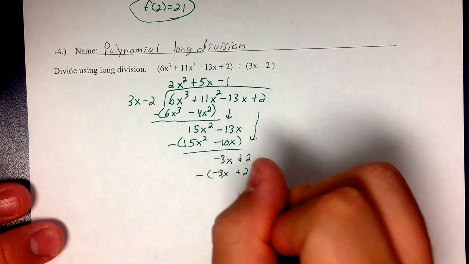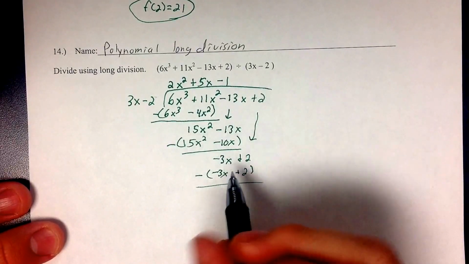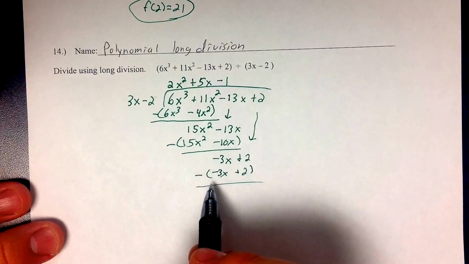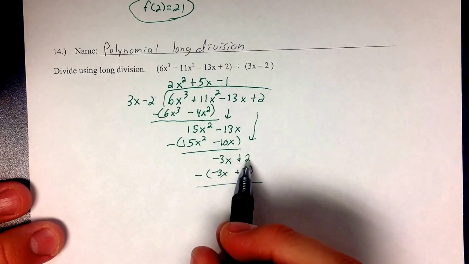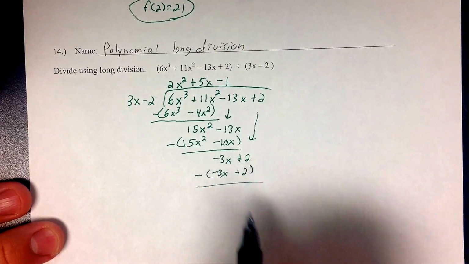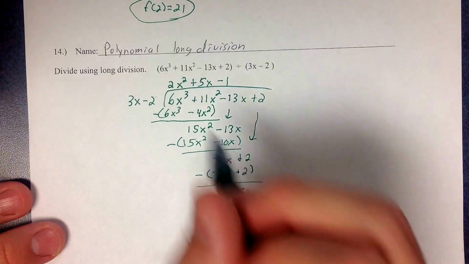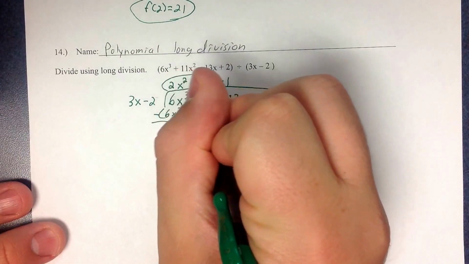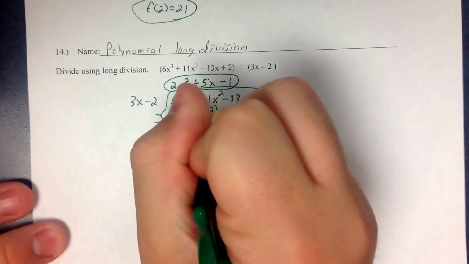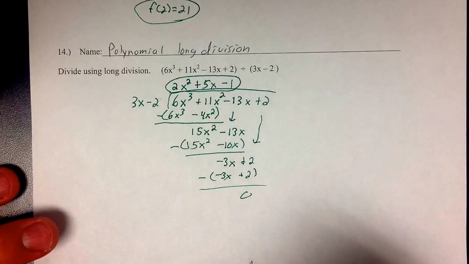But again, we're subtracting that expression. So negative 3 minus negative 3 is like negative 3 plus 3, so that's 0. 2 minus 2 is also 0. So I have nothing left over, which means I don't have a remainder. So the answer is 2x squared plus 5x minus 1.